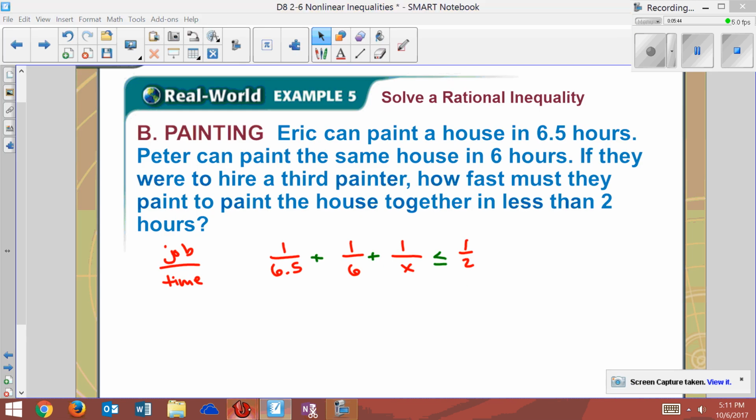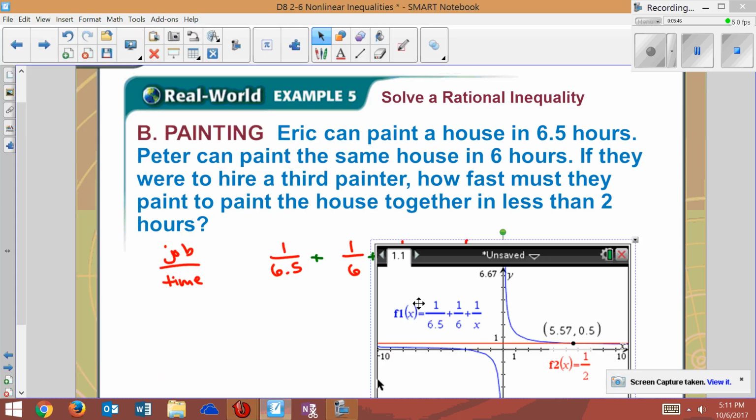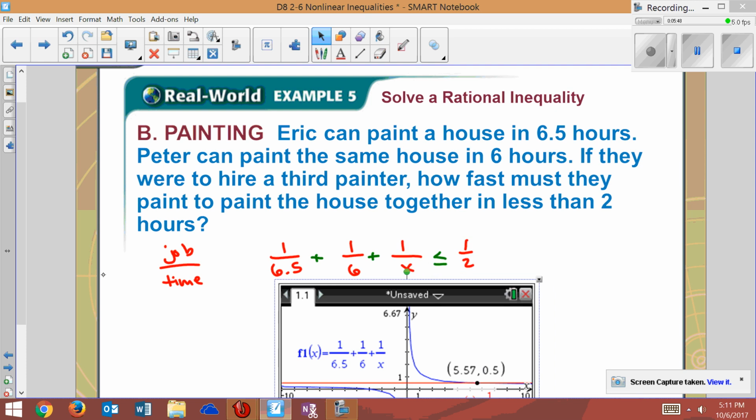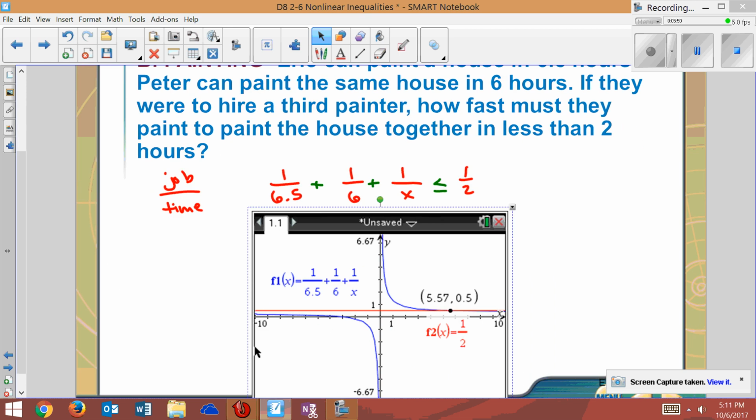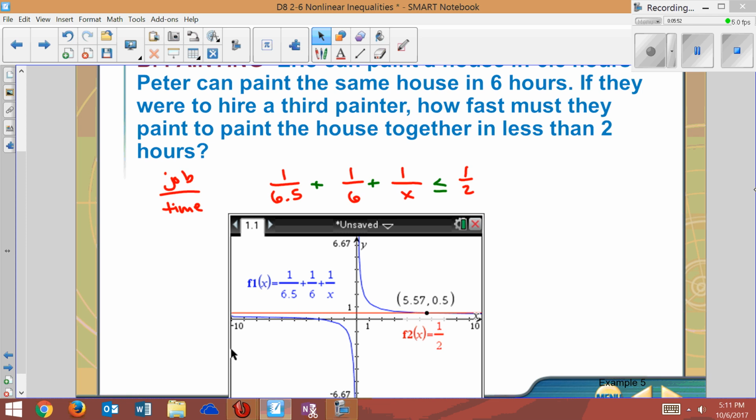So if this person is able to paint the house within 5.57 hours, then it would work. So x would equal 5.57 hours. And if you wanted to convert that to minutes, all you'd have to do is take 0.57 and times that by 60, and that's how you could get a better time than just 0.57. Now you try this one.